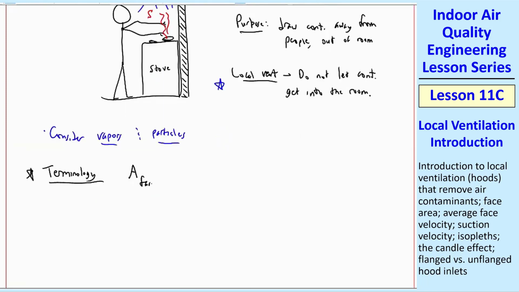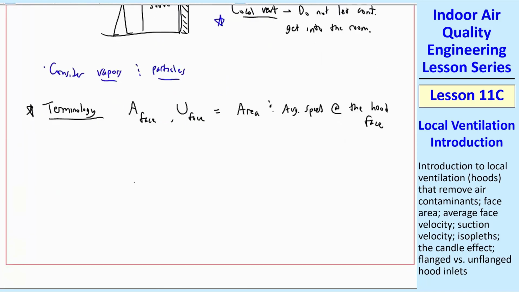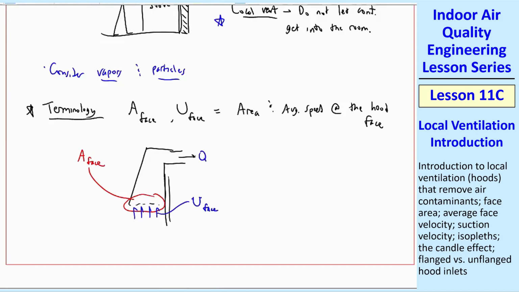Let A face and U face be the area and average speed at the hood face, the actual open part, the inlet of the hood. So if I quickly resketch the hood, this part that is open, and there's usually a screen perhaps or something, but we still count that as the open area. This would be A face, and then the average speed would be U face. Of course, there's a flow rate Q coming out. So the face is just what these HVAC people call the inlet.